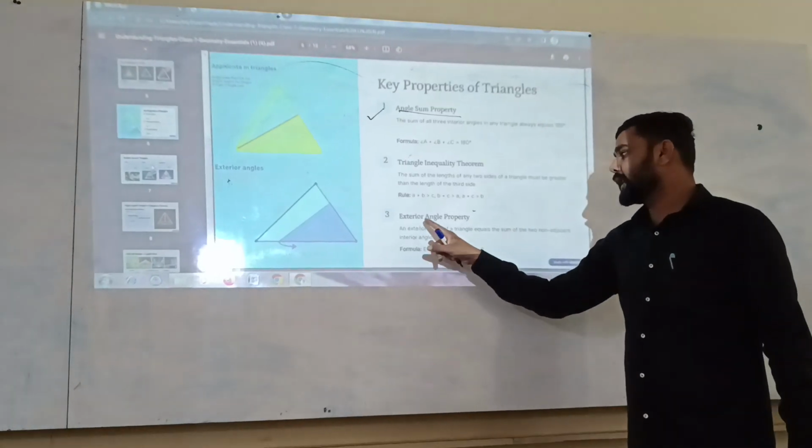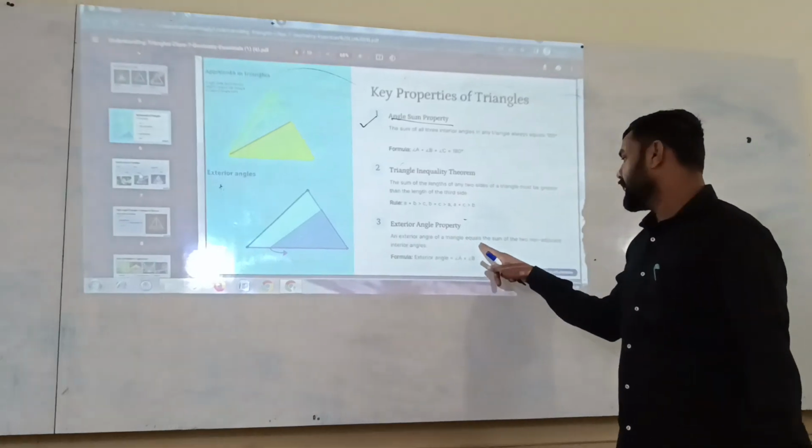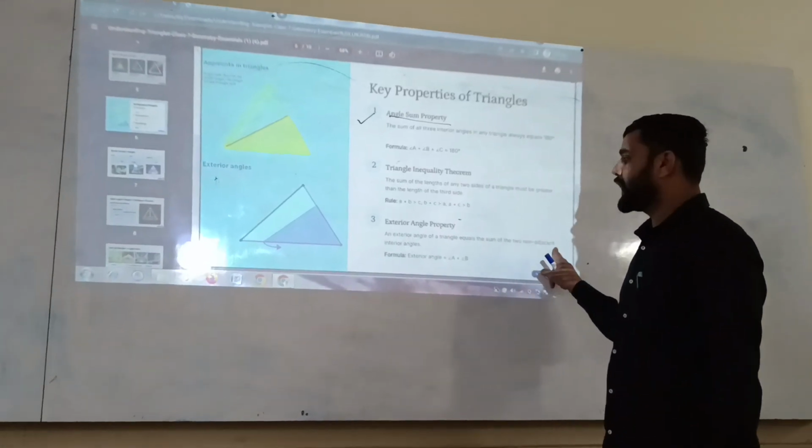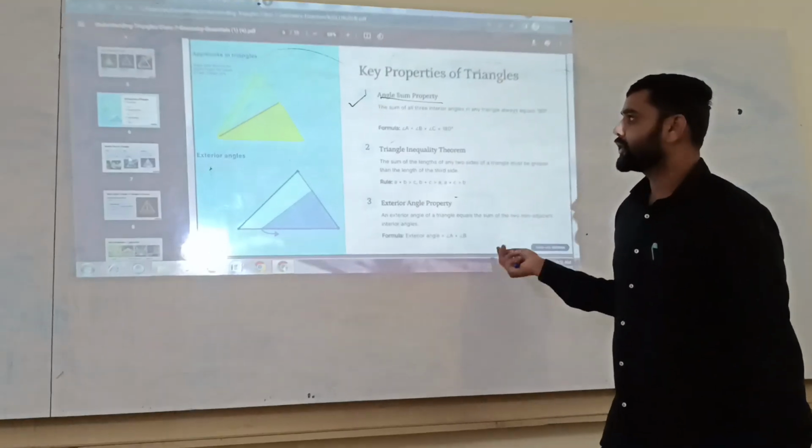Next, the exterior angle property. The exterior angle of a triangle equals the sum of the two non-adjacent interior angles. For example, exterior angle A is angle B plus angle C.